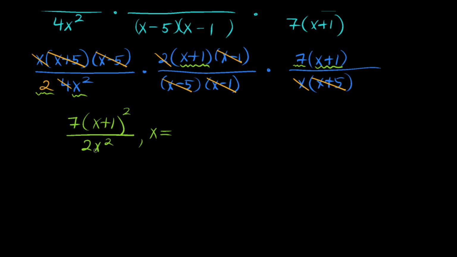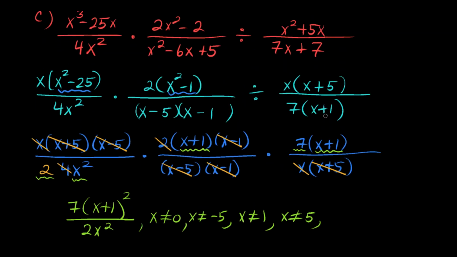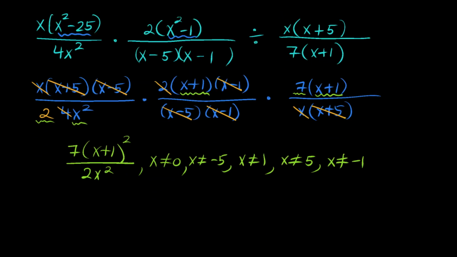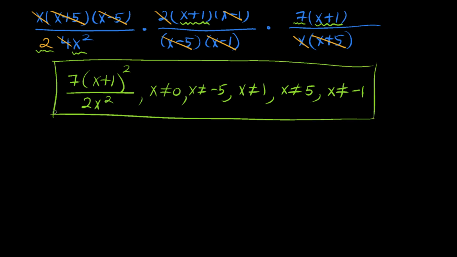Now we have to list our restrictions. With this answer here, we have x cannot equal 0. Over here we have x cannot equal negative 5. That's x cannot equal 0, we already have that. This is x cannot equal 1. This is x cannot equal 5. That's x cannot equal 0. Let's move up here a little bit. This is x cannot equal negative 1. We don't have that yet. That's positive 1, positive 5, and 0, and we already have those. So this here is our final answer.